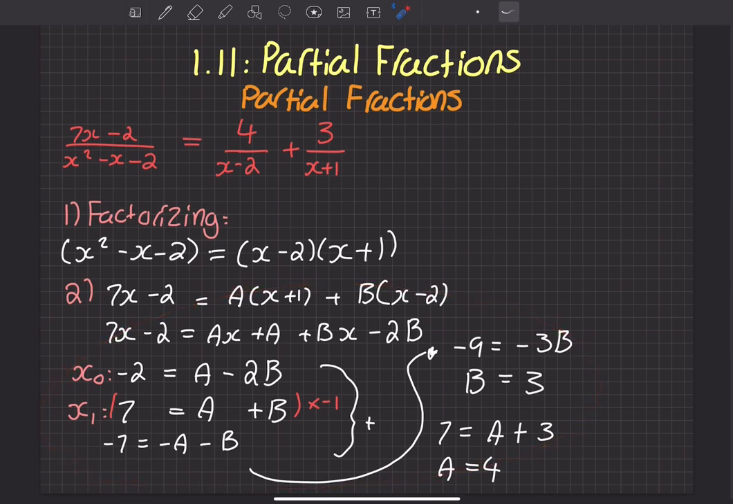There's other methods to do it. This is the method that works best for me. So yeah, this is how you would take a big fraction and split it into smaller fractions. And the reason why this is really useful is because when we get to calculus and integration, it is hard to integrate really big fractions. So we do partial fractions to split them up and make it a lot easier.